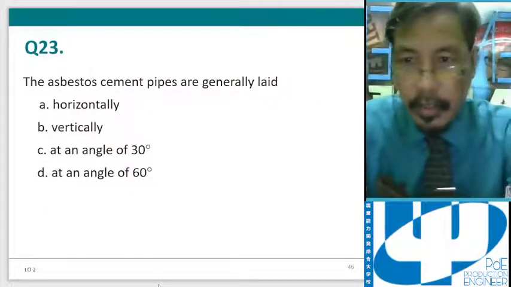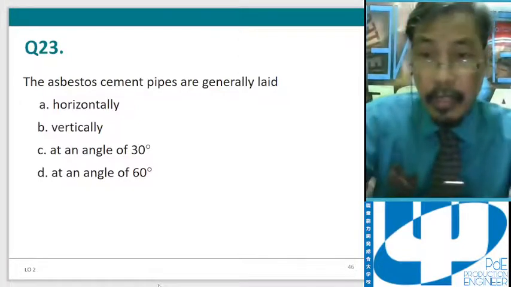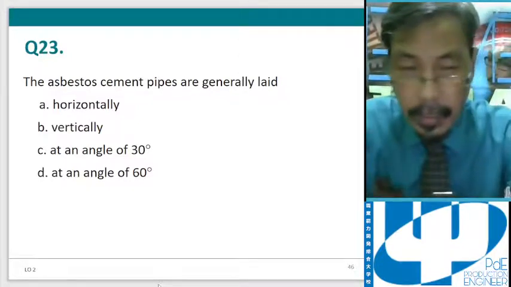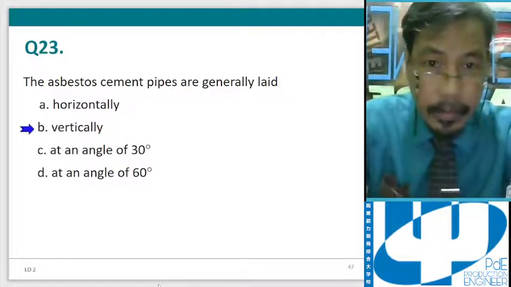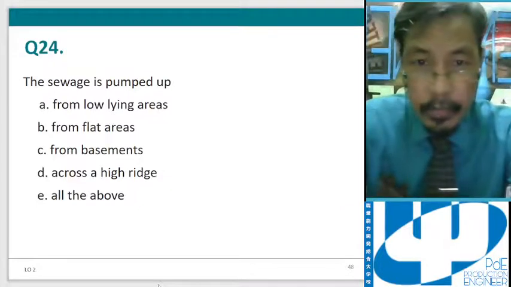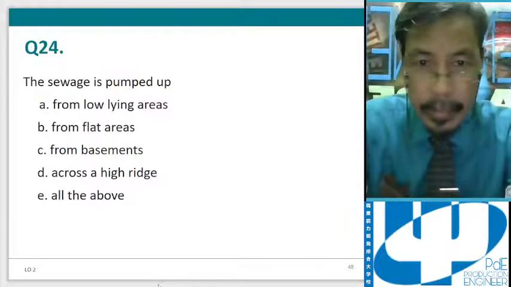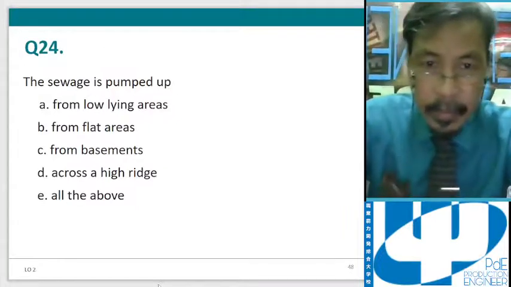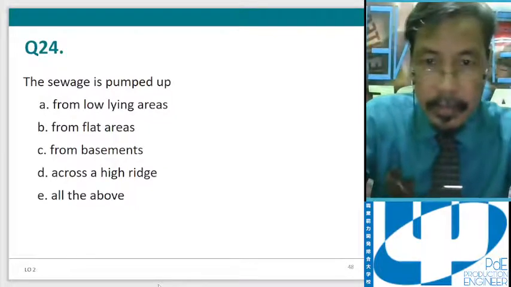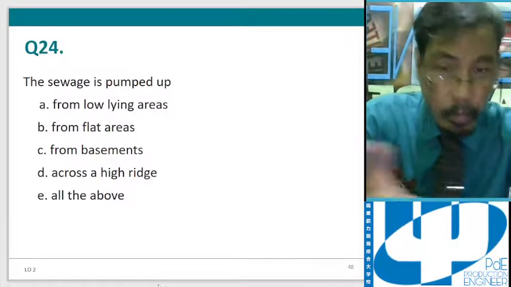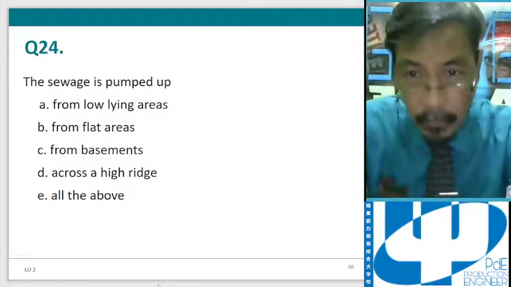Question 23. The asbestos cement pipes are generally laid A, horizontally, B, vertically, at an angle of 30 degrees, at an angle of 60 degrees. This is vertical. Question 24. The sewage is pumped up A, from low-lying areas, B, from flat areas, C, from basements, D, across a high ridge. This is all of the above. Of course, use a pump for all of this. That is the function of a pump.